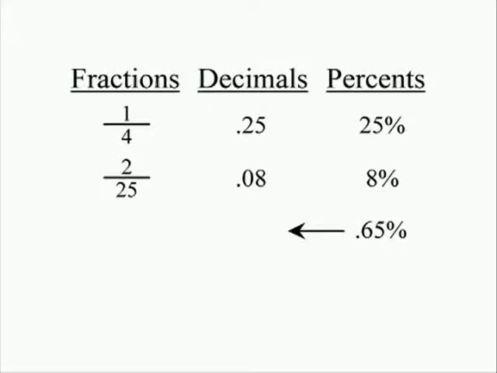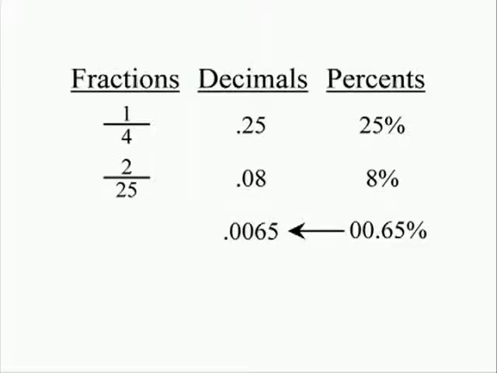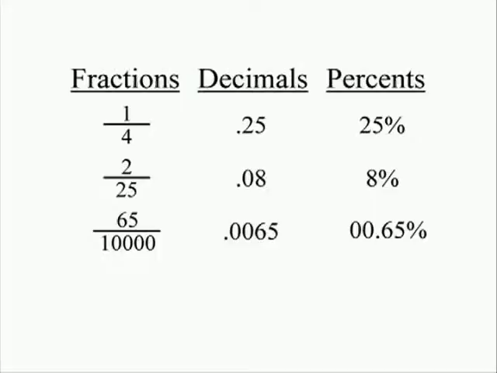In order to move the decimal point 2 places to the left, we have to add 2 zeros to the front of this number, then move the decimal point and drop the percent symbol. And how do you read that? It's 65 10,000ths. And to change it to a fraction, because it's in the 10,000ths place, we write the number 65 over 10,000. What's the common number in this fraction? It's 5, and it reduces to the fraction 13 2,000ths.